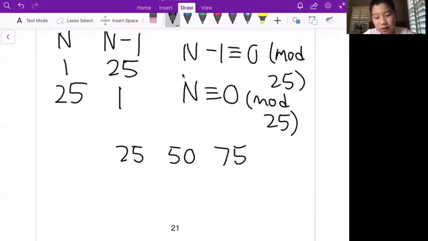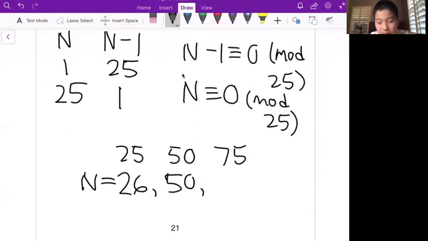Let's just look at all the cases. N is equal to 25. Nope. N has to be even, it says. N minus 1 is equal to 25. That's possible. Then n would be equal to 26. If n was equal to 50, that's another possibility. If n minus 1 was equal to 50, then n would be odd. If n was equal to 75, n would be odd. If n minus 1 was equal to 75, n would be 76. So those are the only possibilities.